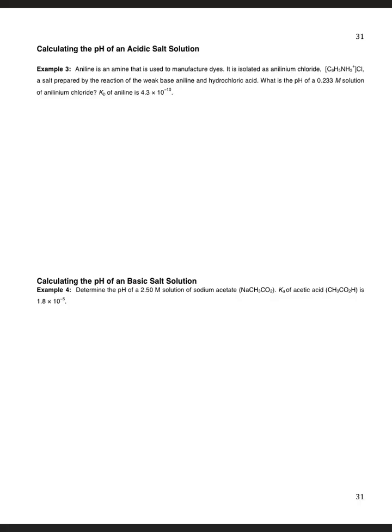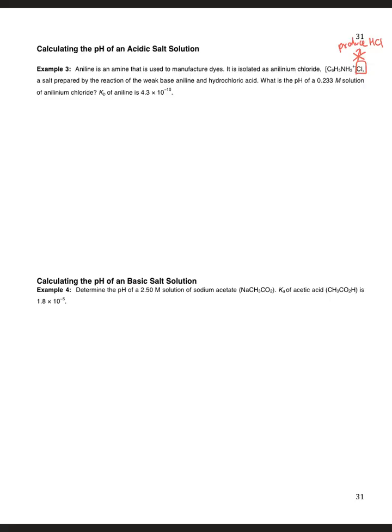Next, we are going to learn how to calculate the pH of a salt solution. Consider the aniline chloride salt. You can see that the chloride ion, when it reacts with water, would produce hydrochloric acid. However, because hydrochloric acid is a strong acid, chloride ion will not react with water. It will stay as chloride ions because hydrochloric acid would most likely dissociate completely.